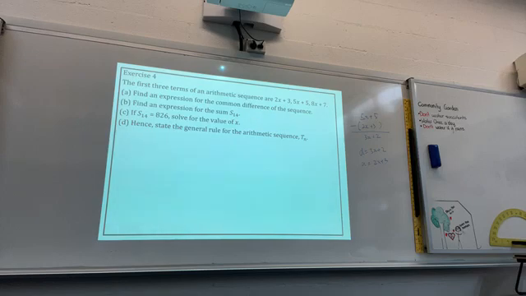Question 4? Which one? D, the common difference is exercise 4. Common difference is not 8. Common difference is 5x plus 5 minus 2x plus 3, which is 3x plus 2. You've got to include the x in there.